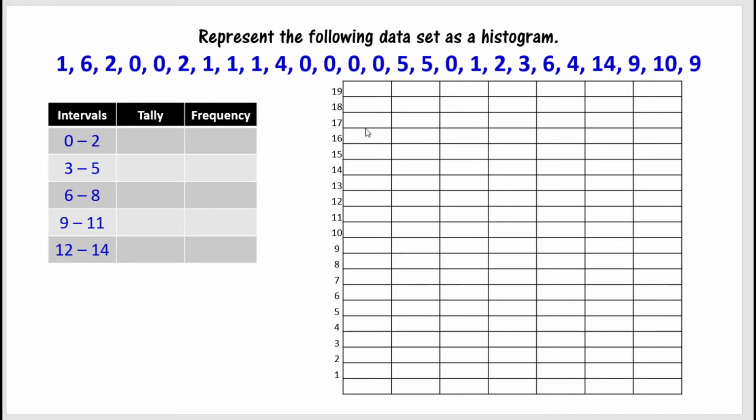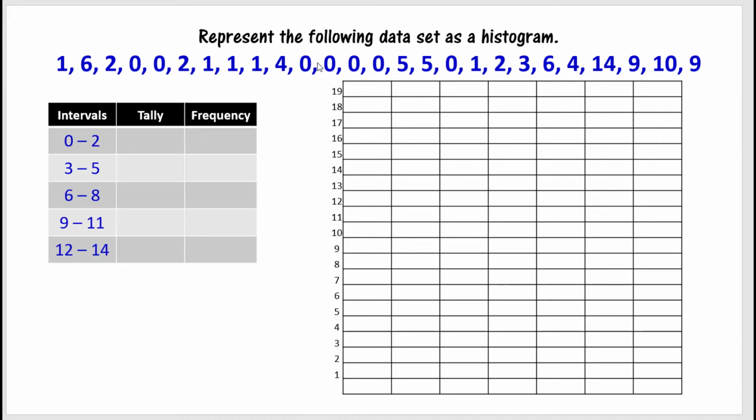So we're going to represent the following data set as a histogram. And we have this very long set of numbers, and we want to display it as a histogram. So the first step we would have to do is calculate the minimum and the maximum of the data set. Well, I've already done that for you.